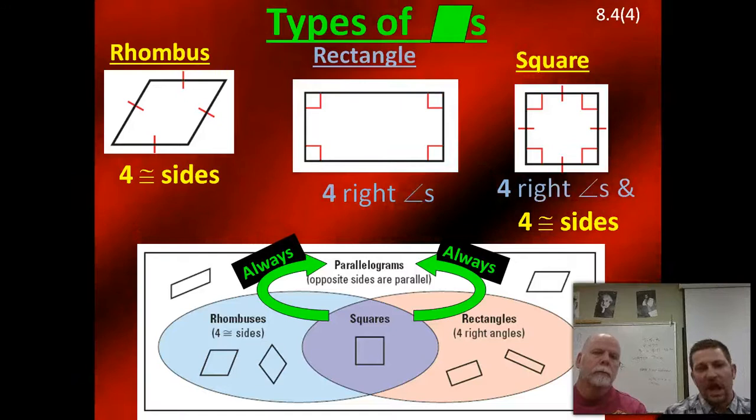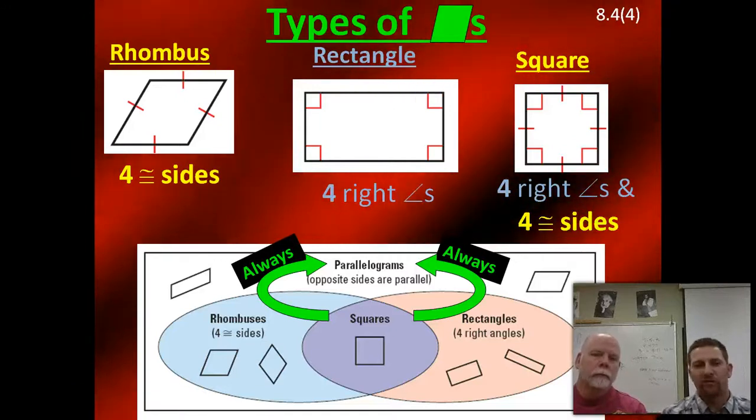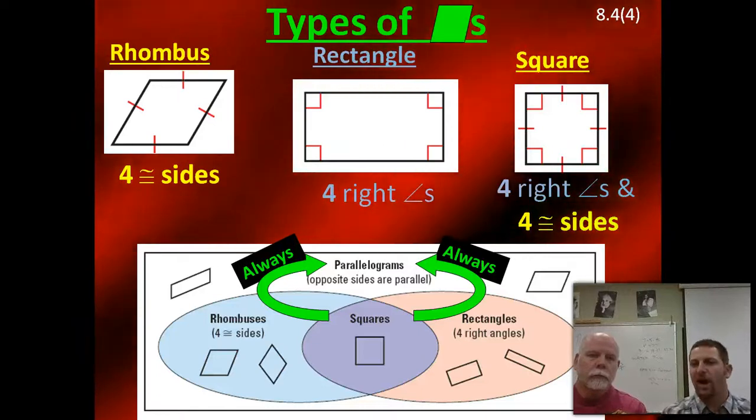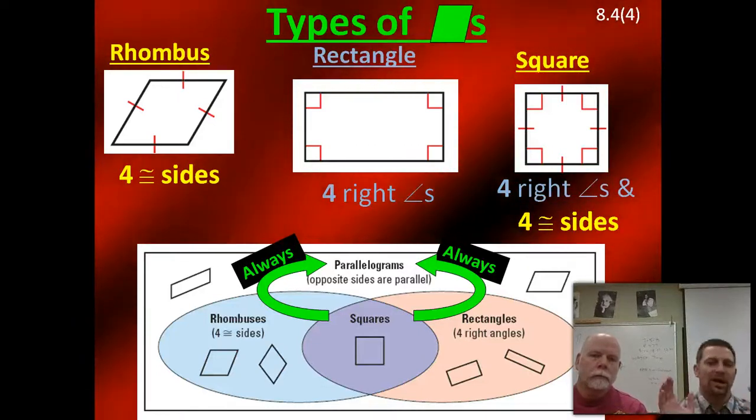It shares every single rule of all of those shapes, meaning it's got four right angles, four congruent sides, the opposite sides are parallel, opposite angles are congruent, consecutive angles are supplementary. If one side's parallel and congruent, then the other side is going to be parallel. Anything that goes into a parallelogram, rectangle, and a rhombus, a square has all of those properties. So the green arrows mean that if you go from a square out, it has all of those rules in it.